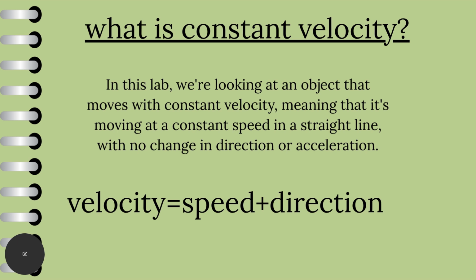So for this lab, we'll be studying constant velocity, and first off, let's discuss what velocity is. So we know velocity is just the speed and direction of an object. So in order for something to have constant velocity, it just needs to be moving in the same direction at a constant speed, with no acceleration or change in motion.